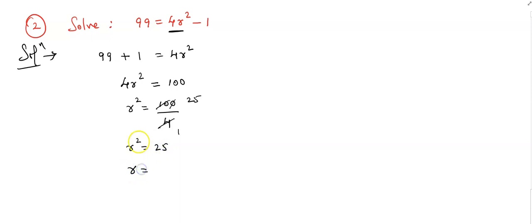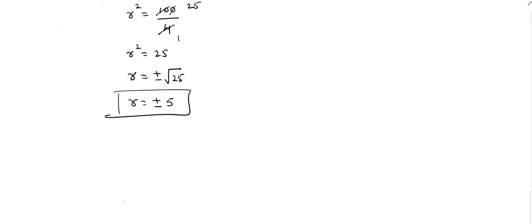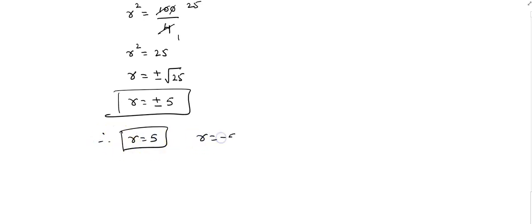Then r is equals to, the whole square comes to the RHS side, it becomes plus or minus root. That is plus or minus root of the RHS, 25. So r is equals to plus or minus square root of 25, which is 5. So r is equals to plus or minus 5. So this is the solution. Now we can say that therefore r is equals to plus 5 and r is equals to minus 5.